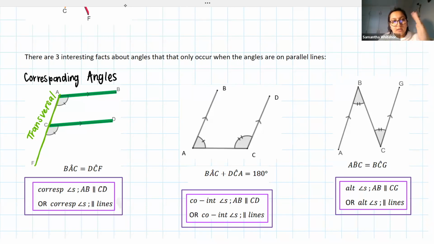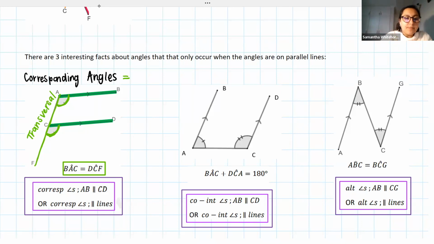So with my parallel lines and my transversal, I can see an F shape here. Importantly, what I see is that the angle BAC, in the top corner of the F, corresponds, or sits in the same relative position, to the angle DCF. Because they're sitting in the same position, we say that they are equal to each other. Those 2 angles are equal. So corresponding angles are equal to each other. They sit in the same relative position, so they're the same size.